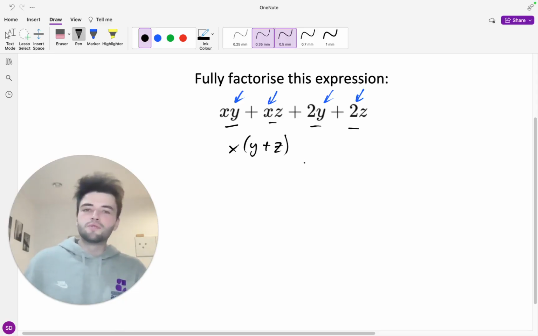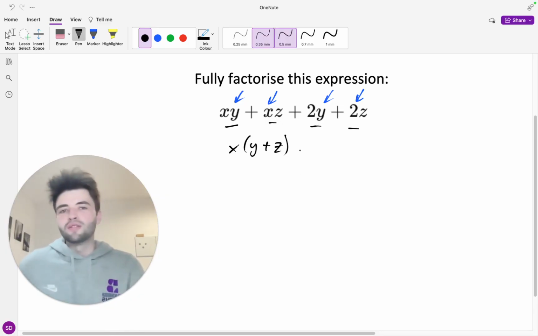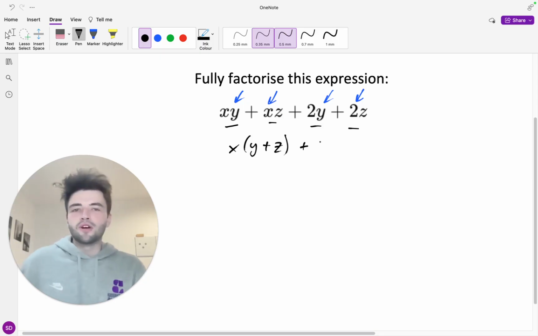So for our first two terms, when we take out x, we're going to have x times (y plus z). So that's just taking out x again from the first two terms and leaving our y and z alone. And then for our second two terms, we can see that if we take out 2 and kind of divide the two terms by 2 to find out what's left, we get 2 times (y plus z). So y plus z stays on the inside.